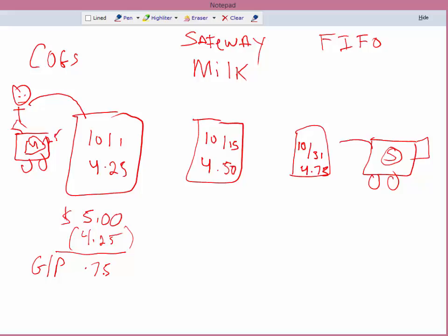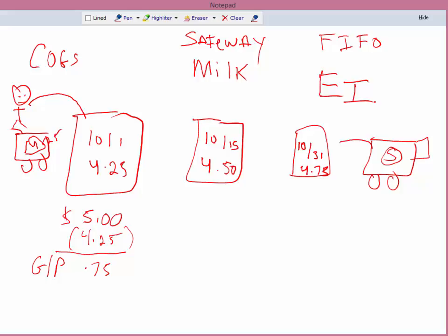Now, what's over here? Ending inventory, right? So what Safeway shows in ending inventory are those items that they most recently purchased, didn't they?